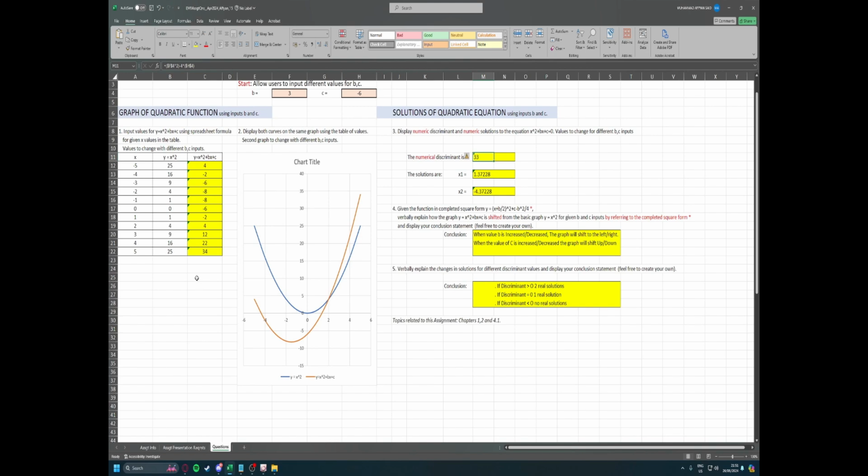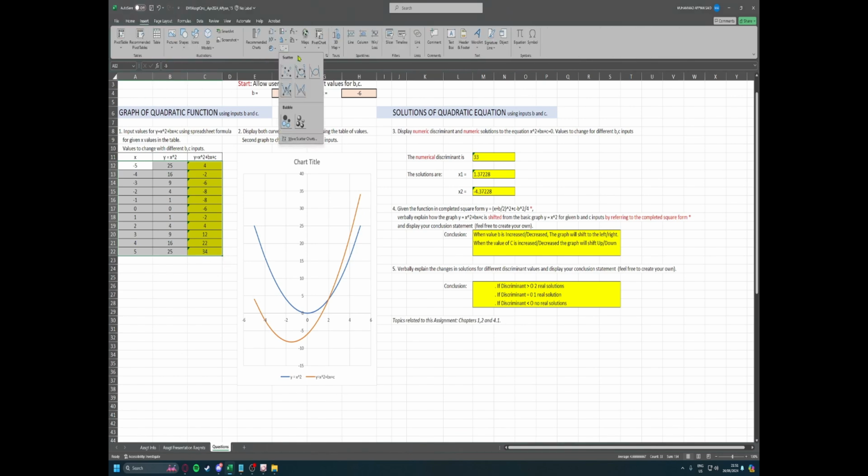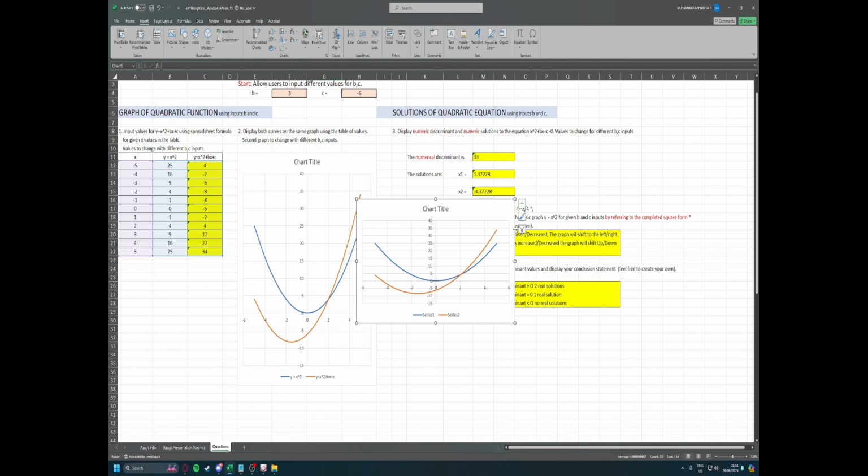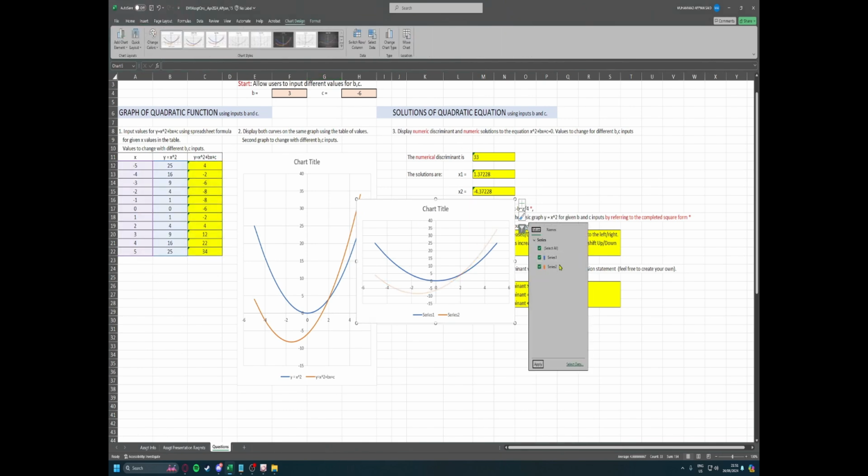Secondly, here are the graphs of the two equations. Y equals x squared is represented by the blue, and y equals x squared plus bx plus c is represented by the orange. To achieve this graph, I selected the table columns, insert, scatter chart here, and I just labeled them accordingly.